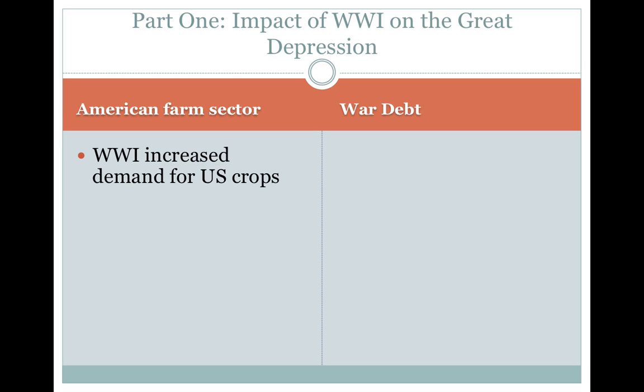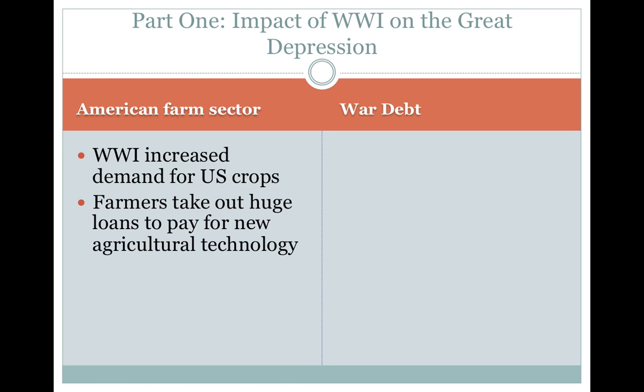World War I increases demand for U.S. crops. U.S. farmers see the need for food to be delivered to Europe, not only to feed U.S. soldiers when the U.S. joins the war, but also to feed Europeans who are not able to feed themselves because so much of the fighting is going on in Europe, in a place where farmland is being taken over by troops. So farmers take out huge loans to pay for new technology to produce more food to send to Europe.